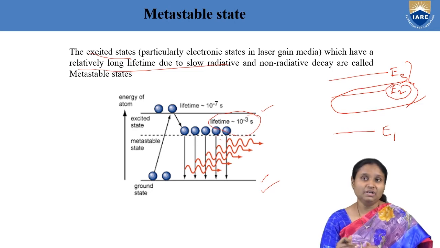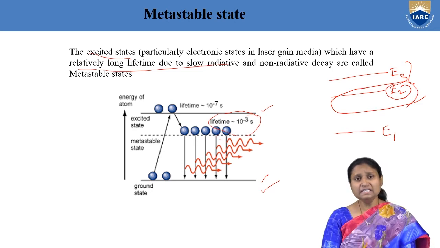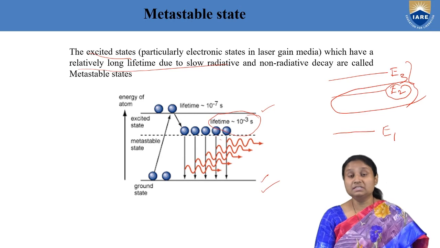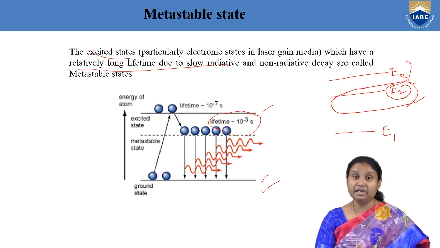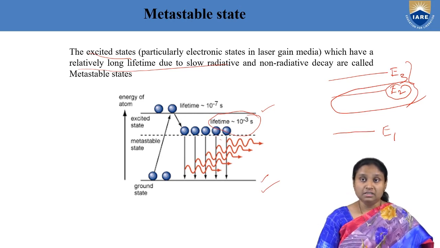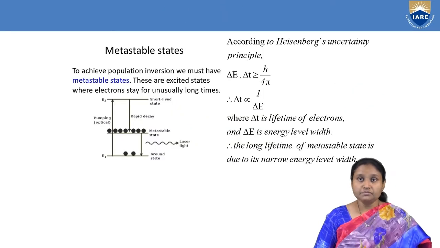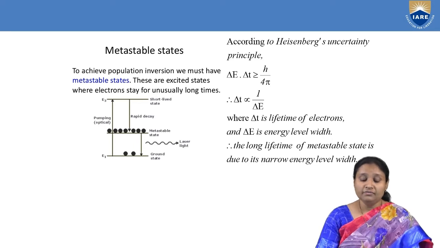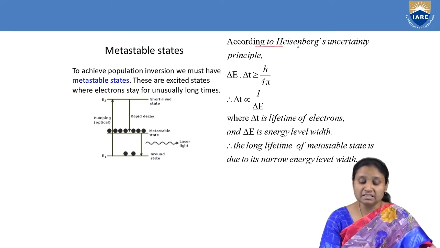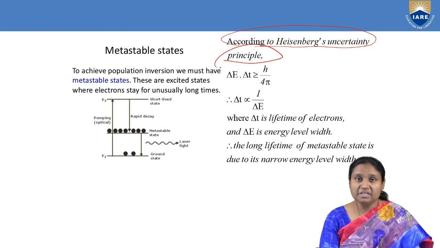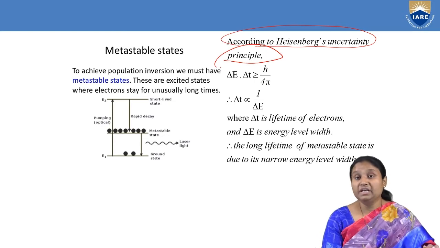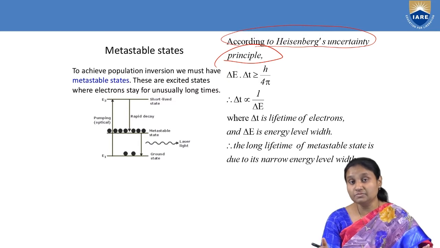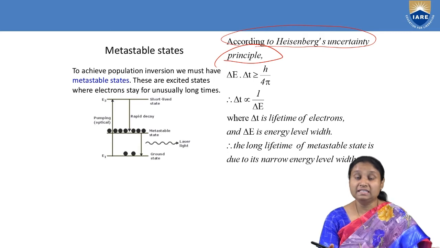Next, when we go for further discussion, we are going to understand the important role played by this metastable state. Moving further, when we talk about this metastable state, we can make use of Heisenberg's uncertainty principle. Why does this metastable state, which has a long lifetime, retain atoms for more time? It has something to do with the width of the excited state.